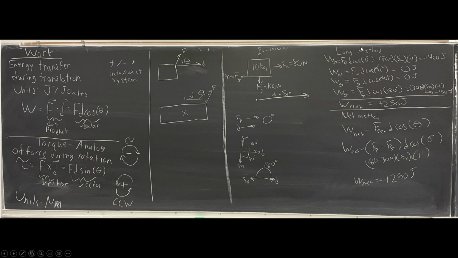Now let's look at the long method. We'll calculate work for every single force in our free body diagram. So our applied force would cause work P, W sub P, which is the applied force times the distance moved times cosine of the angle between them, or 0 degrees. The applied force is 80 newtons. The distance that was moved was 5 meters. And cosine of 0 degrees is just positive 1. That becomes positive 400 joules.